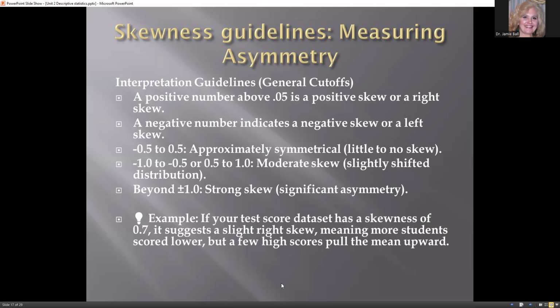So for example, if your test score data set had a skewness of 0.7, it suggests a slight positive skew or a right skew. And that means more of the students scored lower than average, but a few high scores pulled the mean upward.